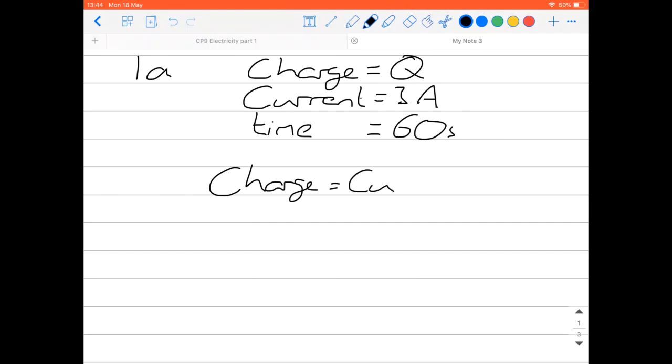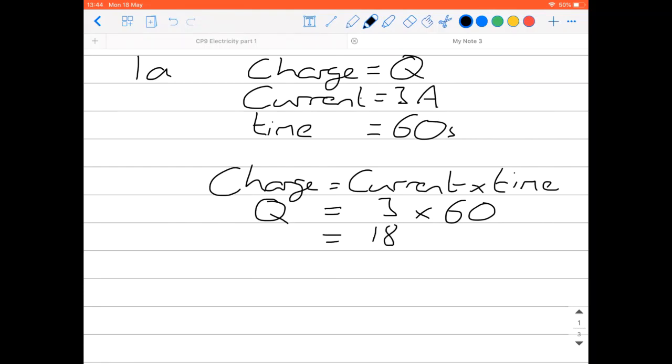So charge equals current times time. And then what you do is you insert the numbers that you know. So I don't know charge, so I'm just going to insert the symbol Q. I do know the current is 3 amps. I do know the time is 60 seconds. If you're given the time in minutes or hours, you're going to need to change it. But for this one, 60 seconds, we know the values. And now I can very quickly work this out. 3 times 60 is 180.